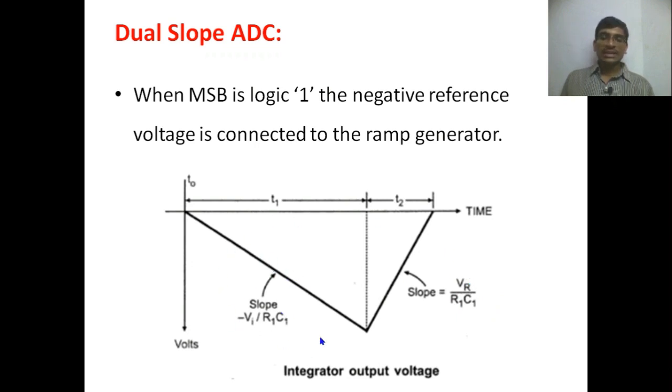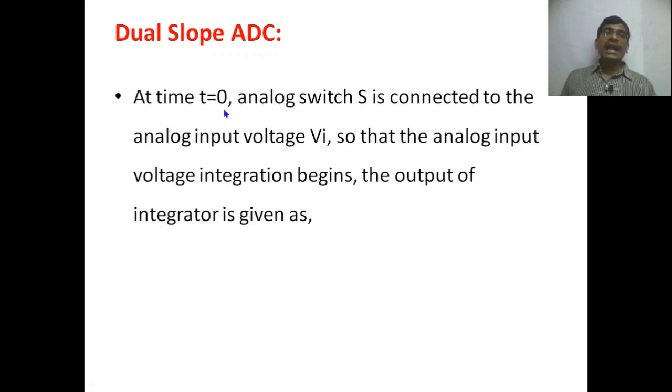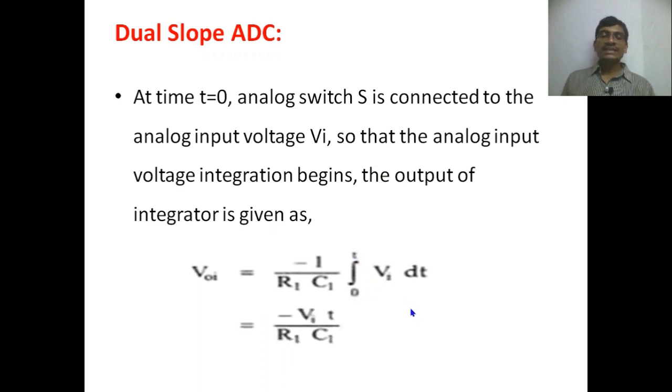At time t equal to 0, the analog switch S is connected to the analog input voltage Vi, so the integration of the analog input voltage begins. The output of the integrator is given as V0 of 1 equals minus 1 by R1 C1 times the integral from 0 to t of Vi dt.